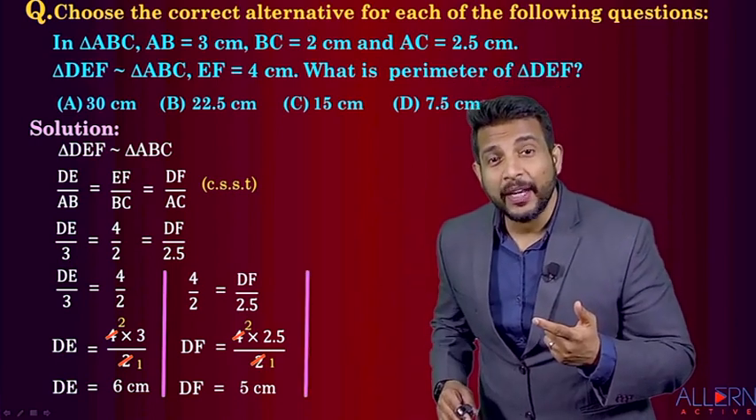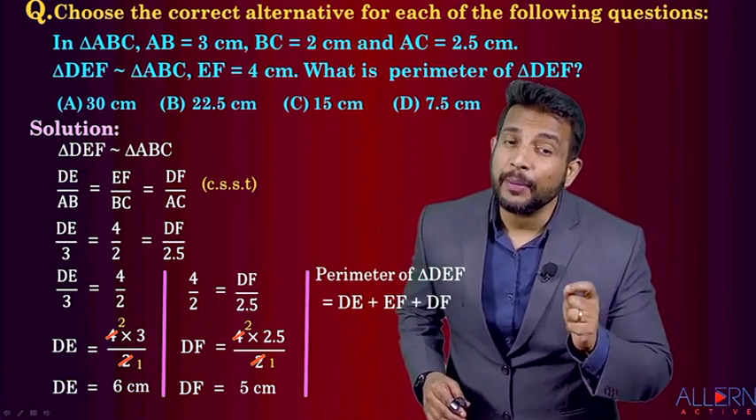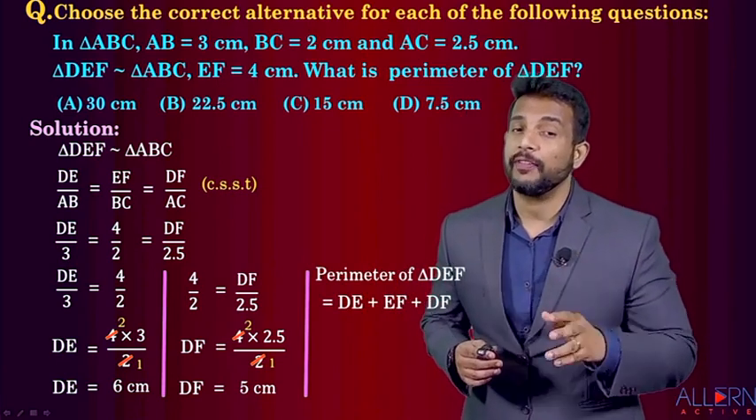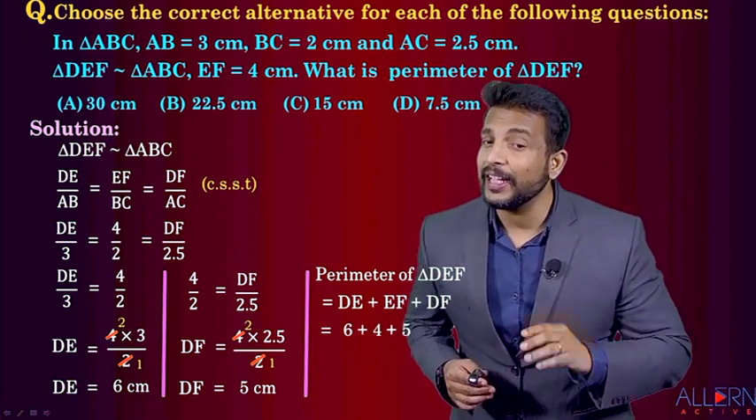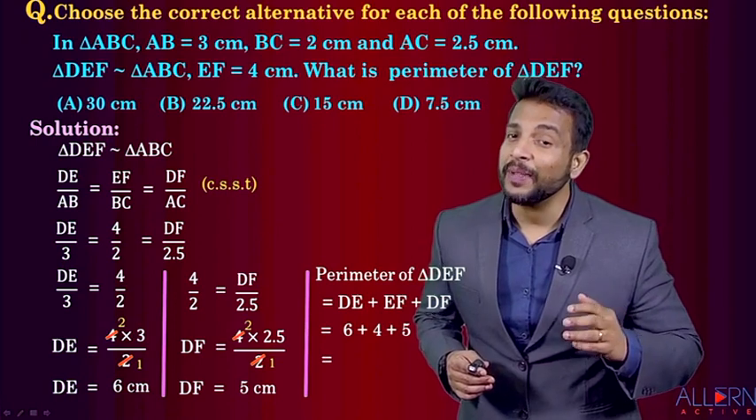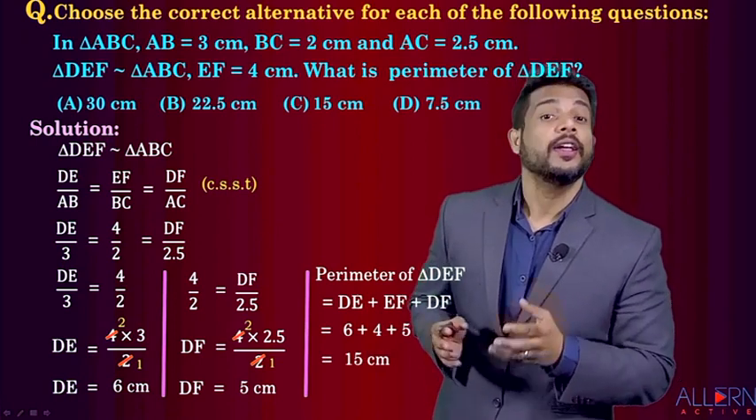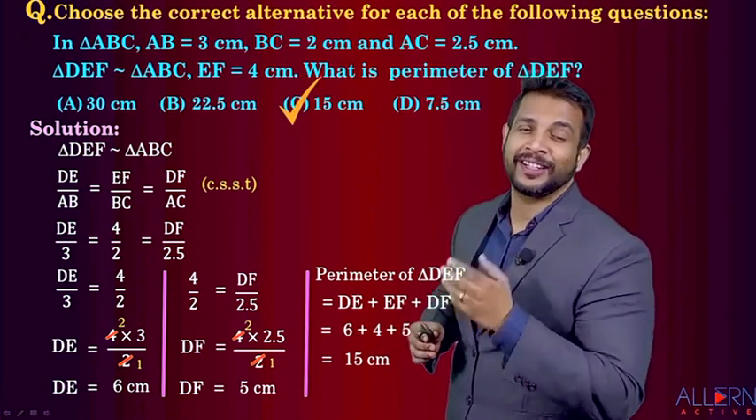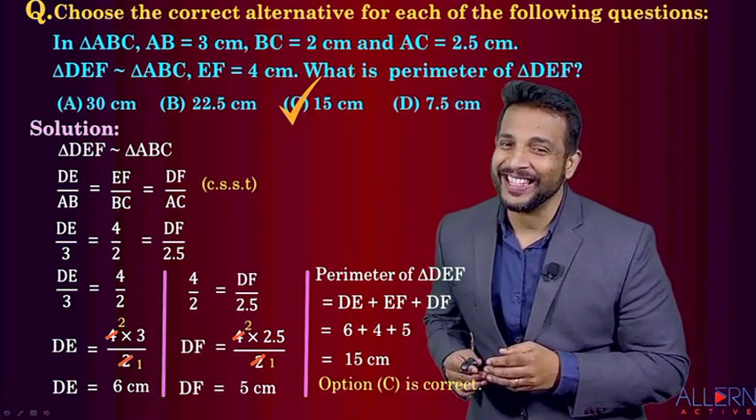Now can we find perimeter of triangle DEF? Yes. So we say perimeter of triangle DEF is equal to DE plus EF plus DF. That is nothing but 6 plus 4 plus 5. That is 6 plus 4 is 10, 10 plus 5 is 15. That means we get the value as 15 centimeter. So which one is the correct option? The correct option is C. Was that easy? Very easy, right?